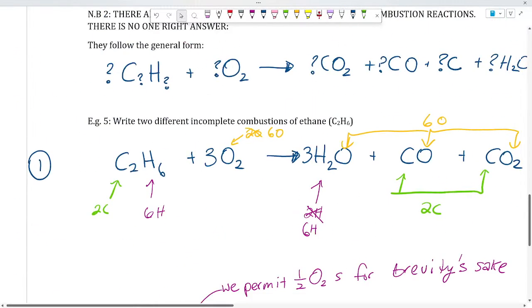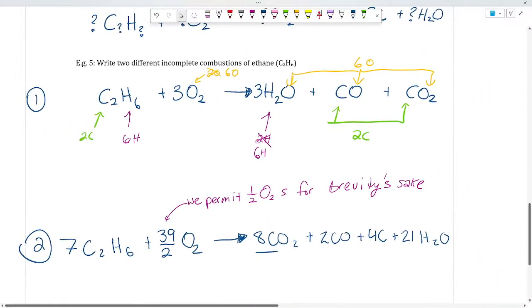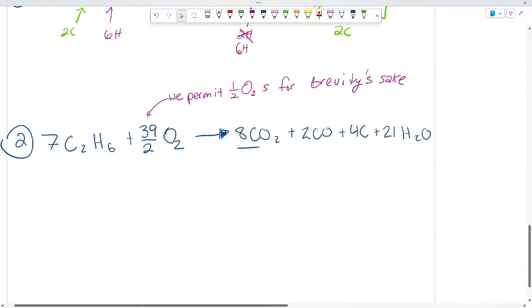Anyone else got an incomplete combustion of ethane they want to share? Anybody? Got an exciting one? All right, I'm going to treat this as something you know then. Easy to work with. Now, tomorrow we're going to do our next lab. What type of reaction are we up to? In our first lab, we looked at what types of reactions.